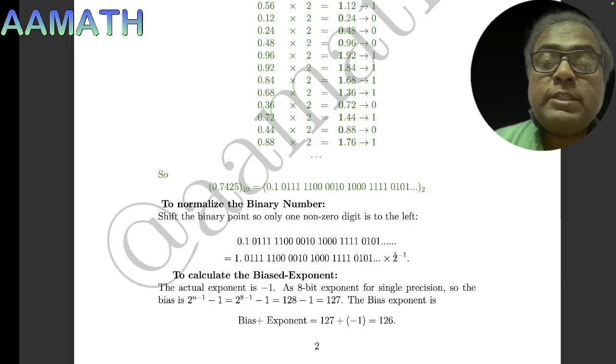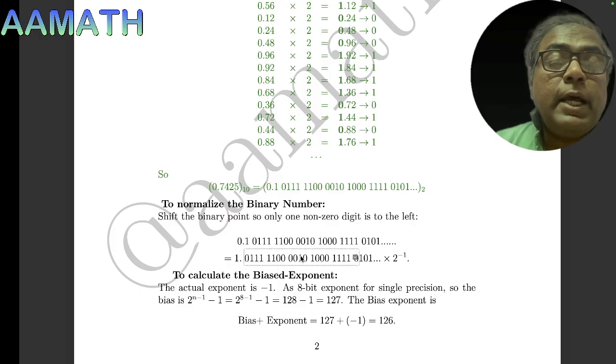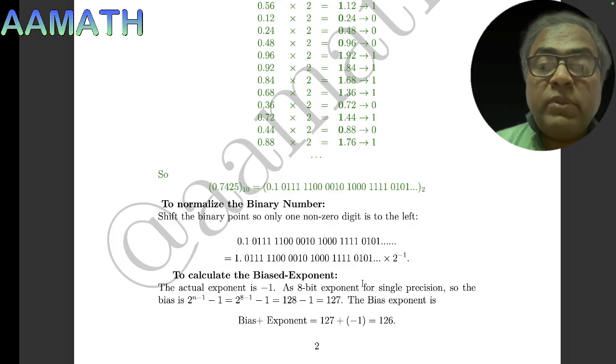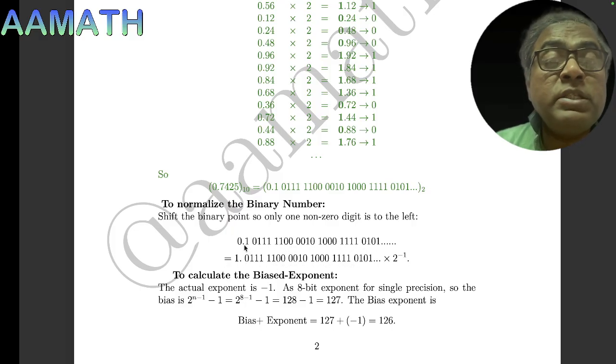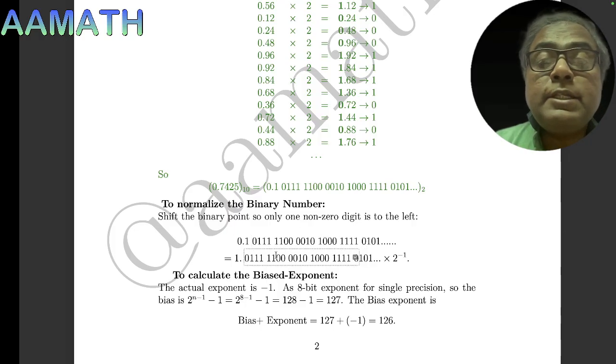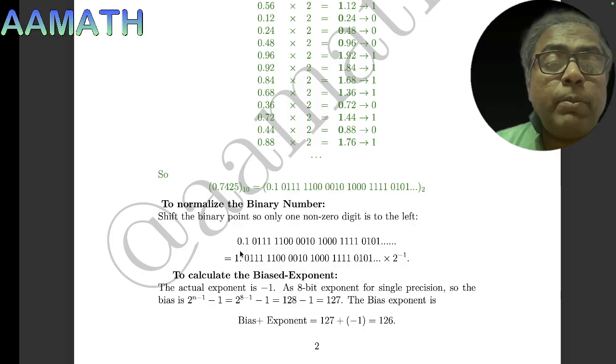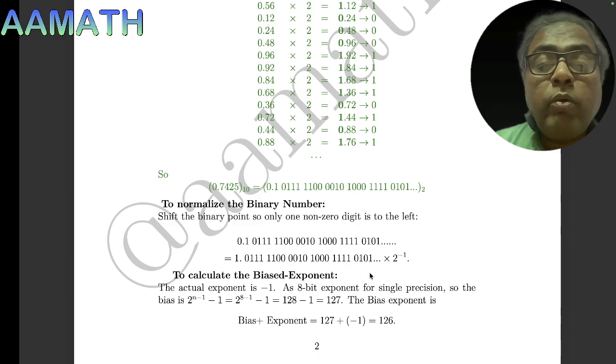The radix base is 2, so 2 to the power -1. If this were a decimal number, then it would be 10 to the power -1, if this were a decimal point. But here this is a binary number, so this point is the binary point. After shifting the binary point to the left, we multiply by 2 to the power -1.